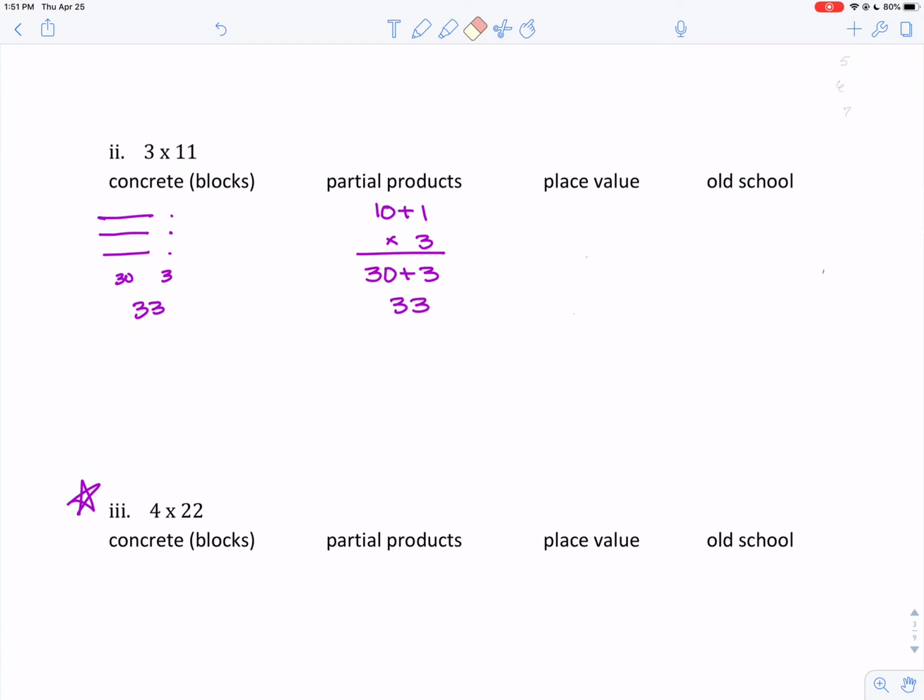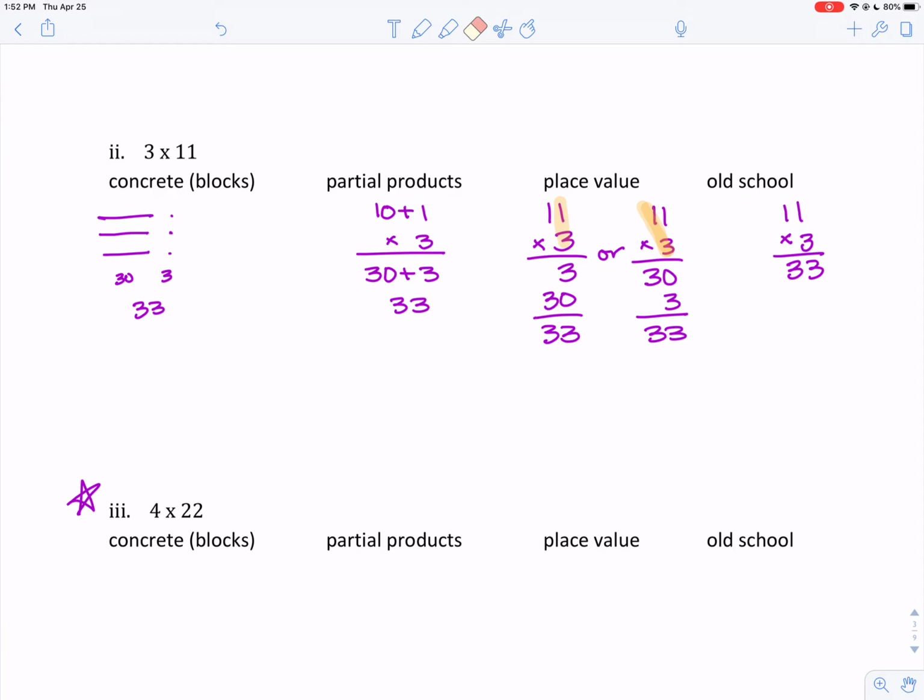Then we have our place value. Place value, you've got 11 times 3. You can choose to do the 3 and the 1 first and get 3, and then do 30. Or you can choose to do the 3 and the 10 first. And what most students miss is seeing that as 3 times 1 instead of 3 times 10. But that's why it's called place value, because the 1 is in the 10's place.